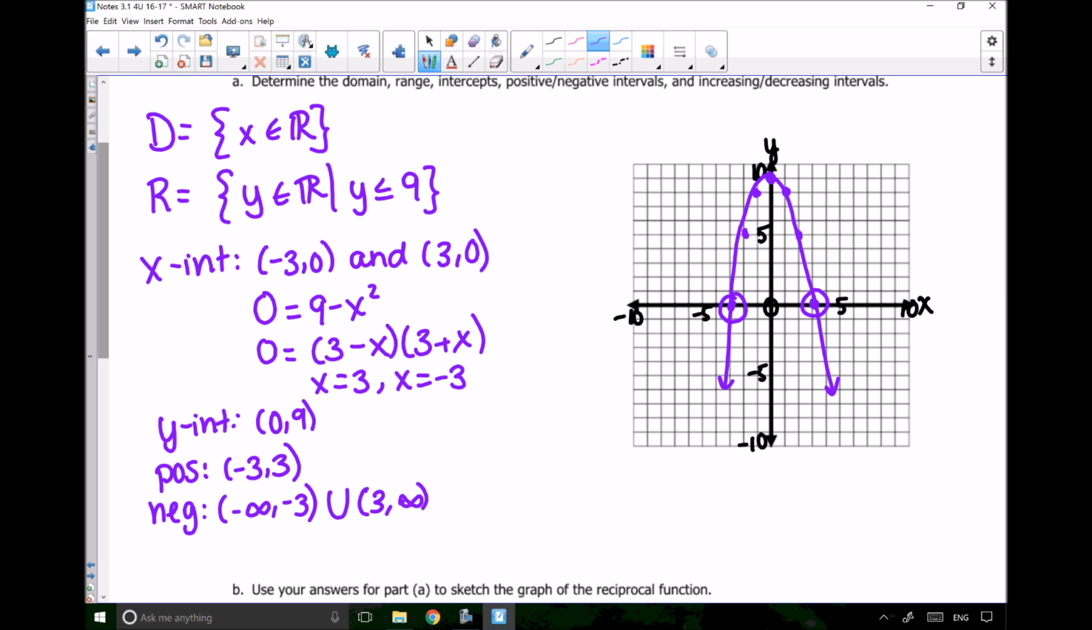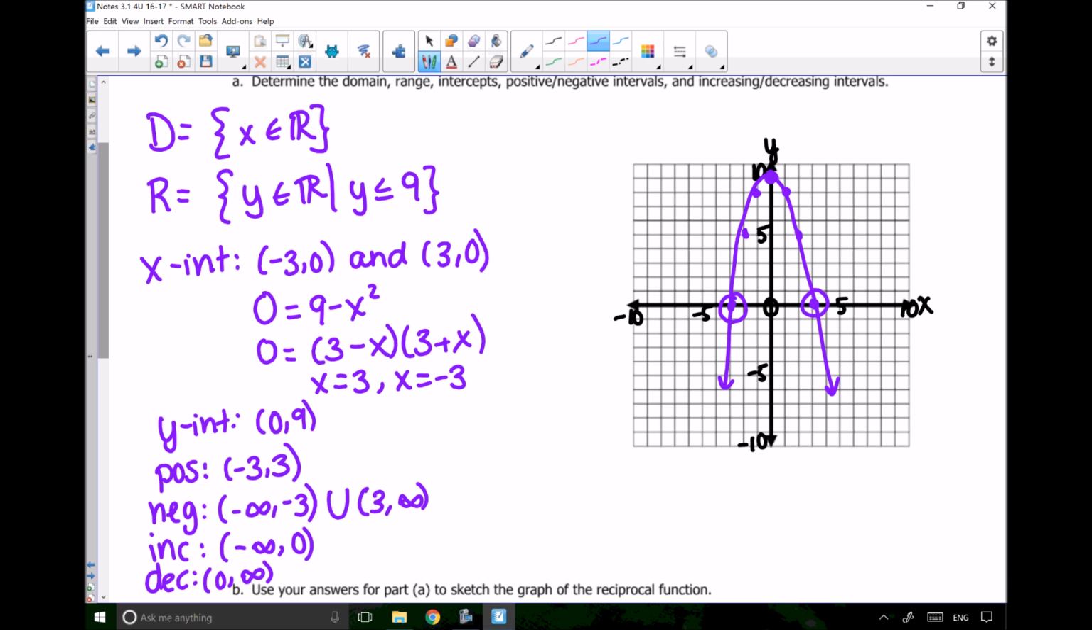Okay. Then I want to know, where is my graph going to be increasing? Well, my graph is increasing everywhere until I get to my vertex, because my vertex is my maximum height right here. So I'm going to say that it's increasing from -infinity to 0. Then my graph is decreasing after I reach my vertex. It's just going to keep going down, so it's decreasing from 0 to infinity.